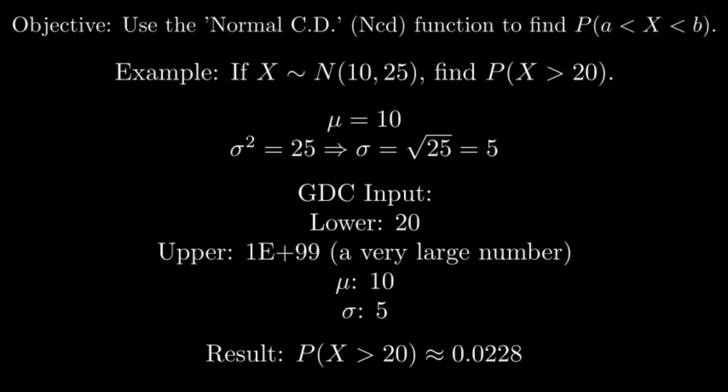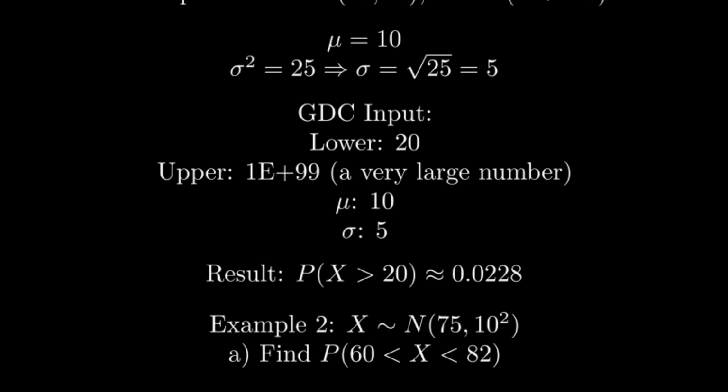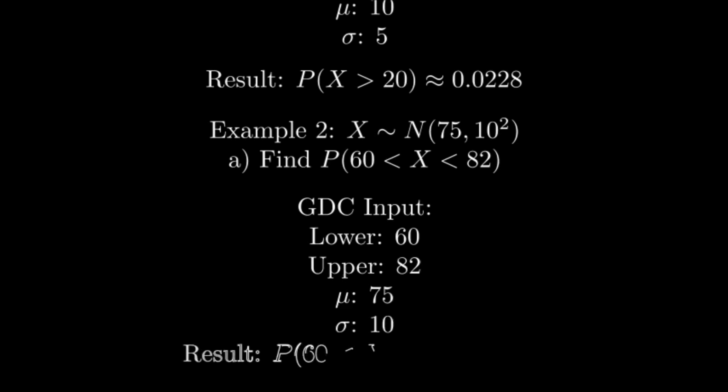Let's do another example, returning to the weights of men, where the mean was 75 kilograms and the standard deviation was 10 kilograms. Let's find the probability that a randomly selected man weighs between 60 and 82 kilograms. Here, our lower bound is 60 and our upper bound is 82. The mean is 75 and standard deviation is 10. Plugging this in, we get a probability of about 0.691. This means about 69.1% of men fall in this weight range.